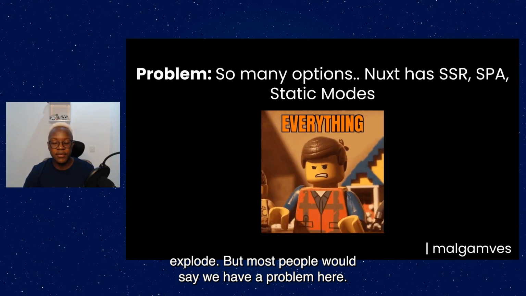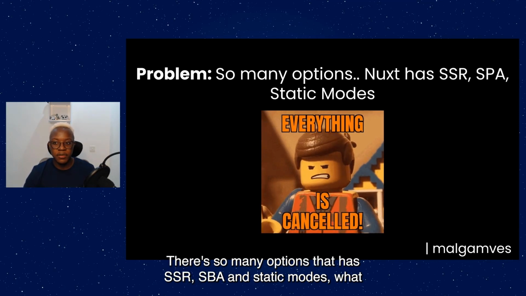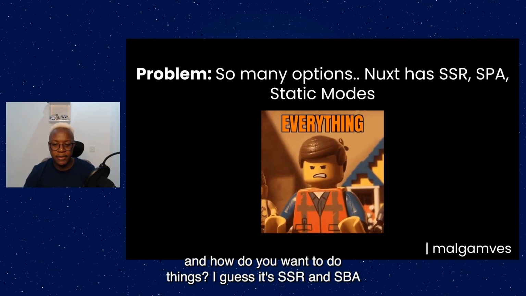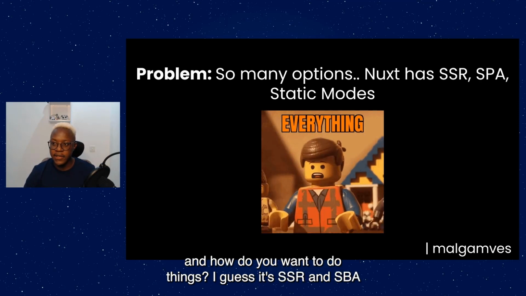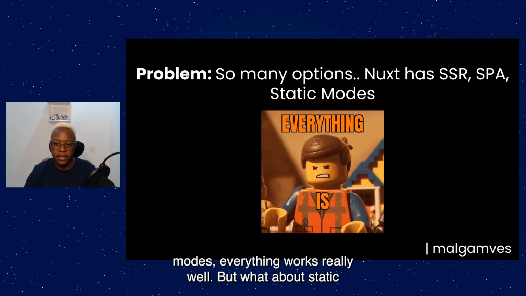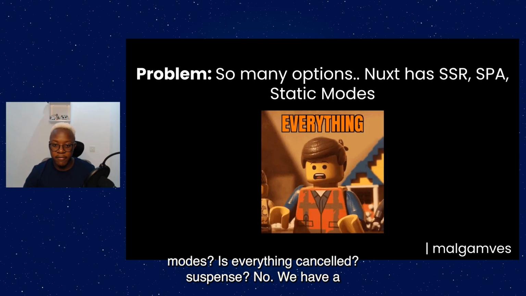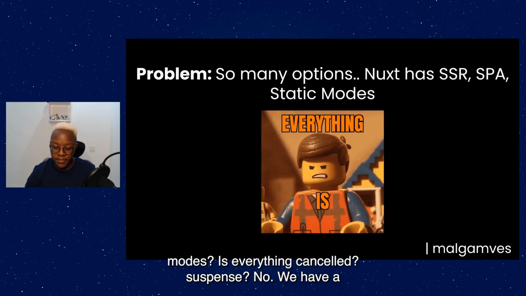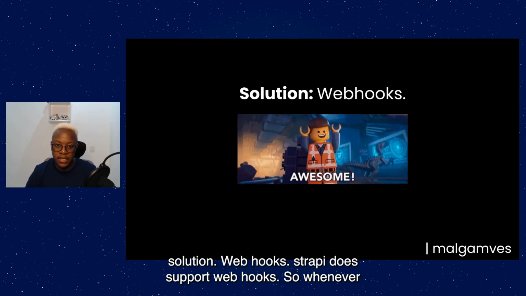But most people would say we have a problem here. There are so many options. Nuxt has SSR, SPA, and static modes. What and how do you want to do things? I guess with SSR and SPA modes, everything works really well. But what about static modes? Is everything cancelled? No. We have a solution.